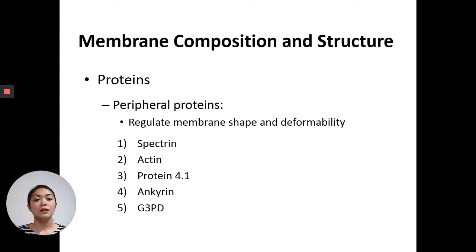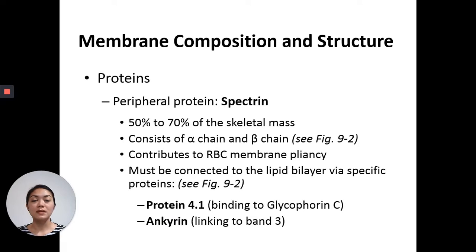Okay, so the major one is spectrin. Other minor ones are actin, protein 4.1, ankyrin, G3PD. Okay? So, since major gets is spectrin, we'll emphasize it more. It comprises the skeletal mass of your red blood cell, 50 to 70% yun. It's a dimer made up of alpha chain and beta chain. It actually contributes again to membrane pliancy.